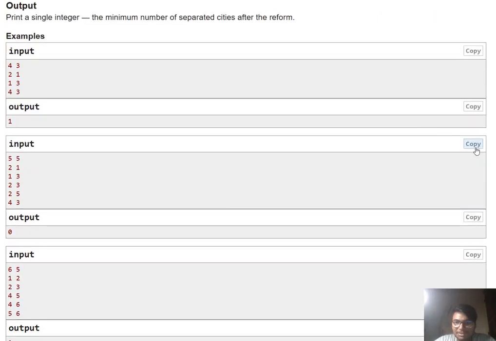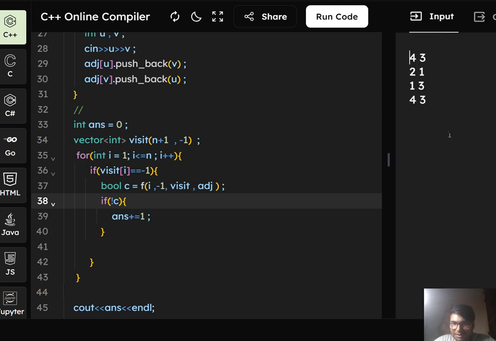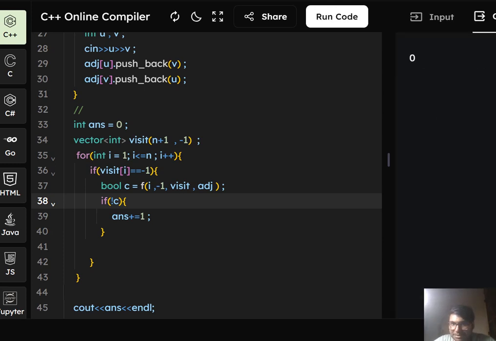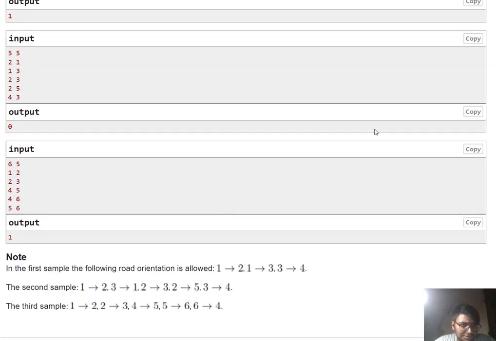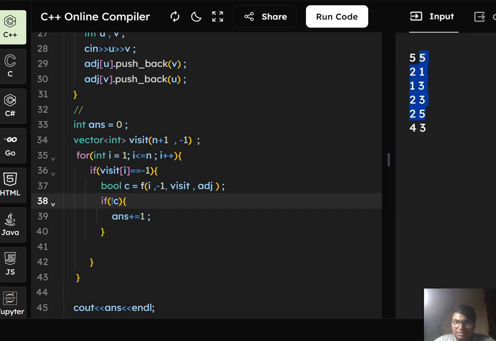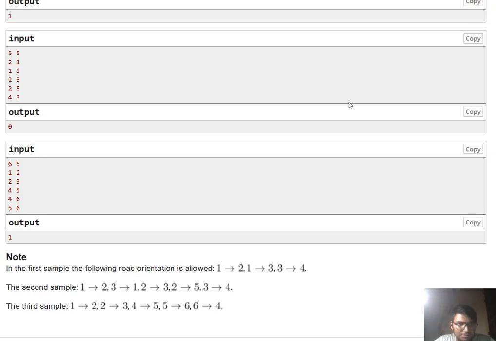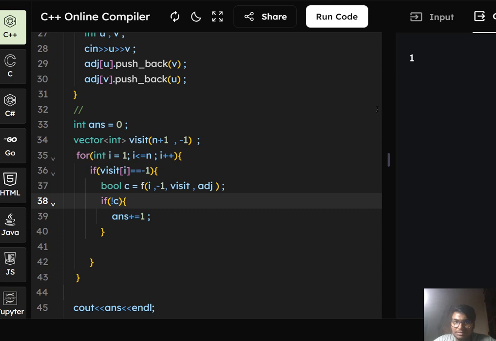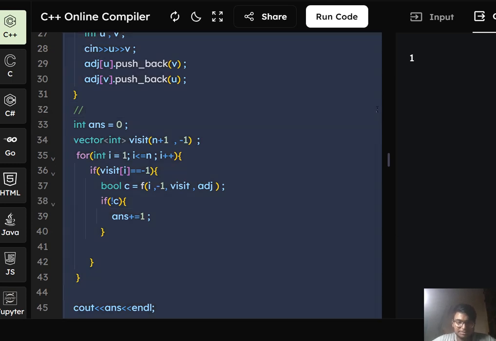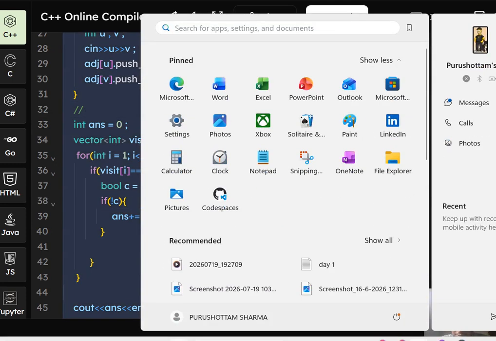If the problem gave the input in the format of test cases, it would be much easier. I don't have to copy paste each time. So zero, and the distance, zero one. Some ones are running. Let me just quickly try to submit that.